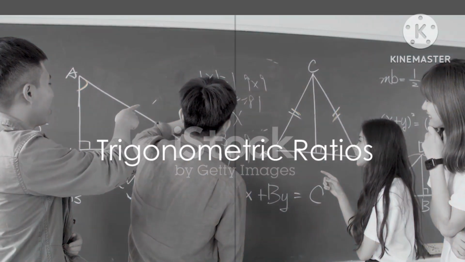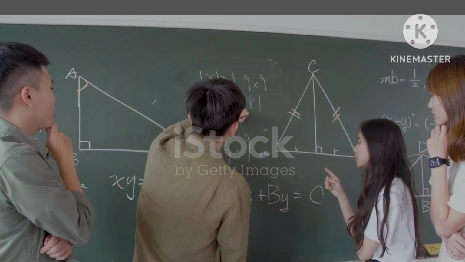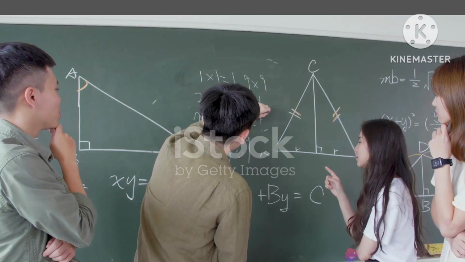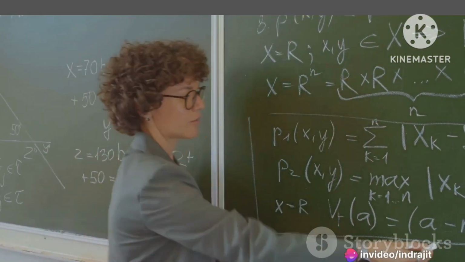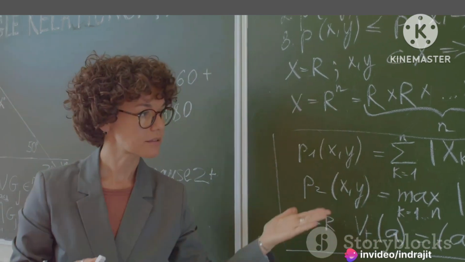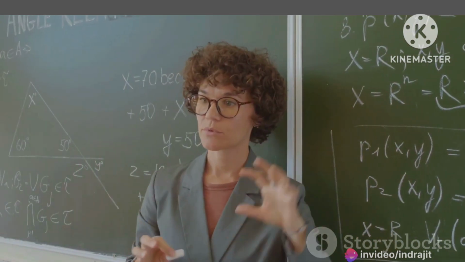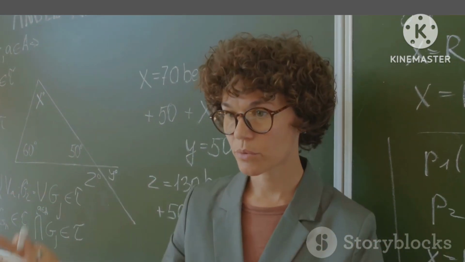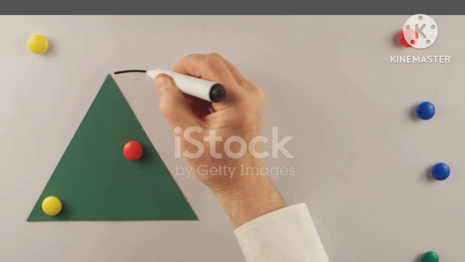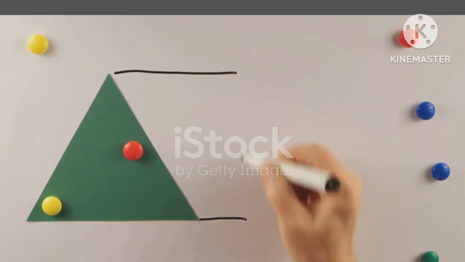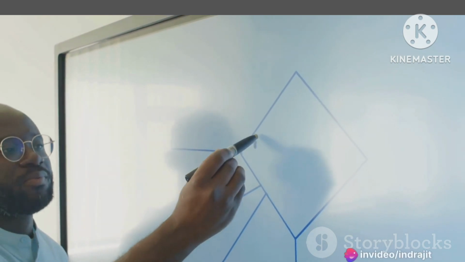Now, where trigonometry gets interesting is in its use of ratios. A ratio is simply a comparison of two quantities. In trigonometry, the three most common ratios are sine, cosine, and tangent, often abbreviated as sin, cos, and tan. Each of these ratios compares different pairs of sides in a right-angled triangle.